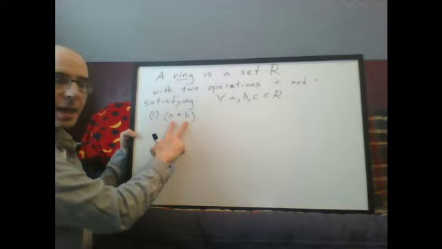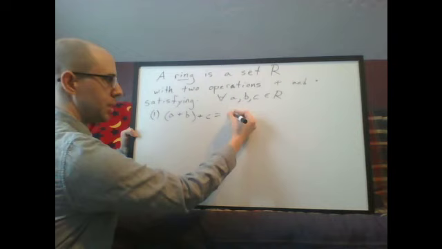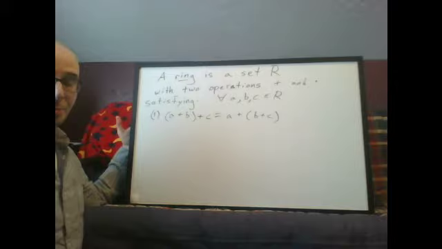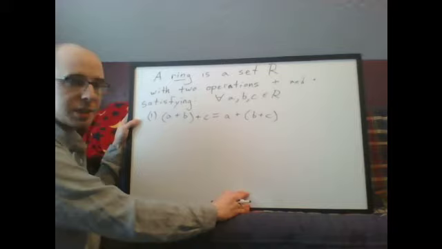If I add that to C, so (A plus B) plus C, that's the same thing as A plus (B plus C). I can already see I'm not going to be able to fit all seven of these properties on the board at the same time. So I'll try to get four of them and talk about those by themselves. But the first property is just the associative property for addition.